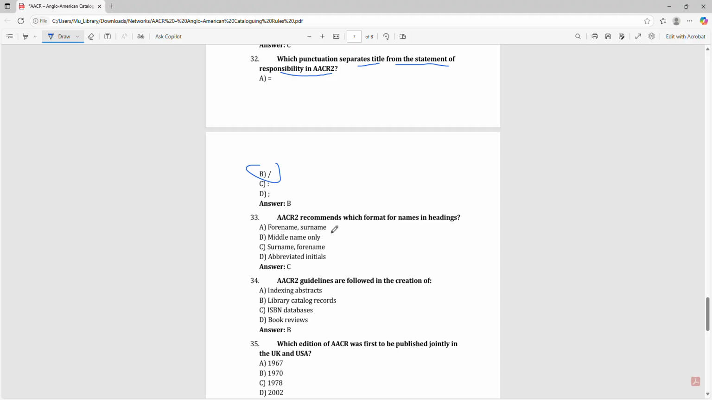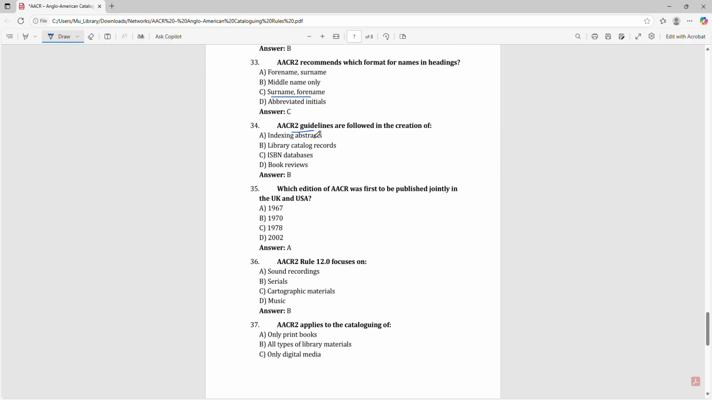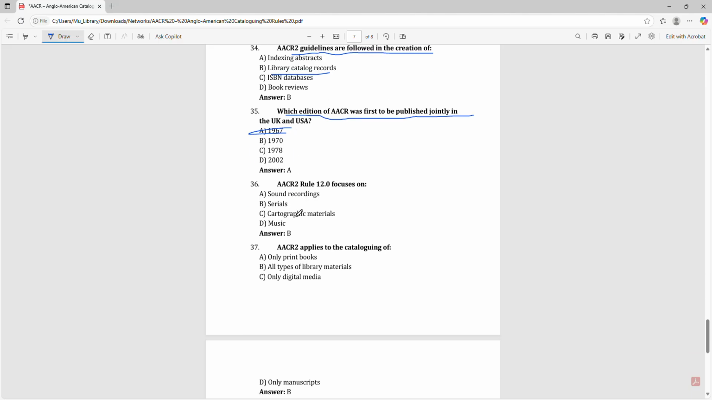AACR 2 recommends which format for names in headings? Surname, forename. AACR 2 guidelines are followed in the creation of library catalog records. Which edition of AACR was first to be published jointly in the UK and USA? 1967. AACR 2 Rule 12.0 focuses on serials.